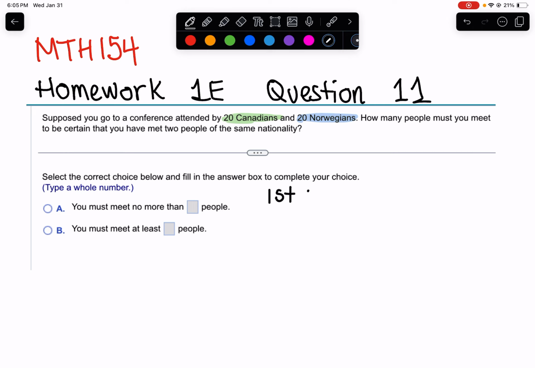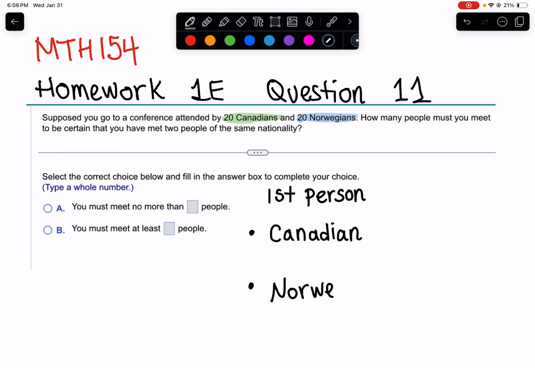First person. If I go in and meet the first person, it could be either, let's say, Canadian, right? Or it could be a Norwegian, right? It's going to be one of them. All right. Now let's say that I go and meet the second person.